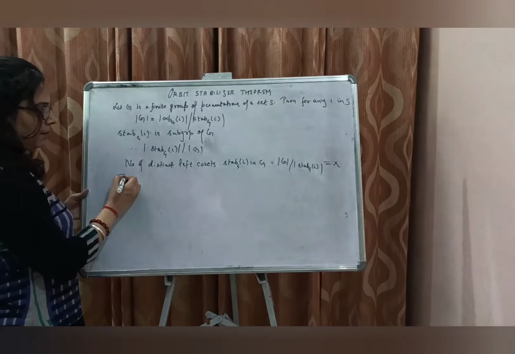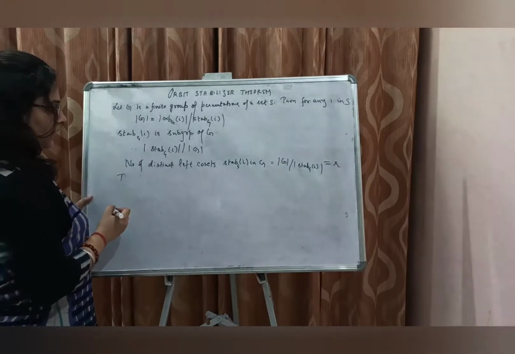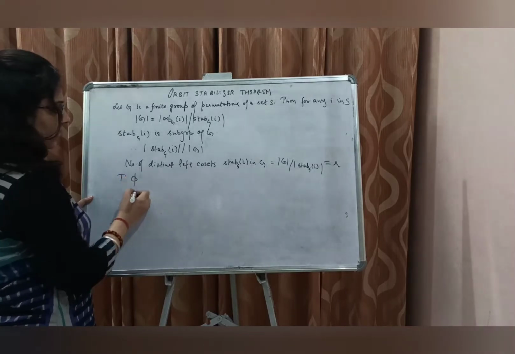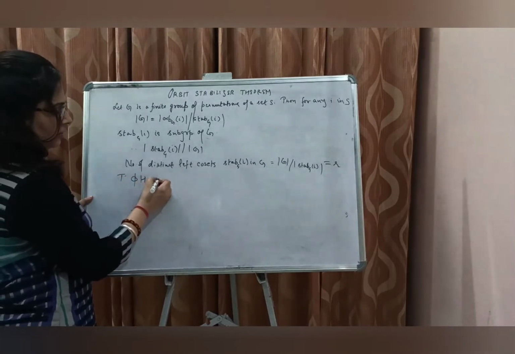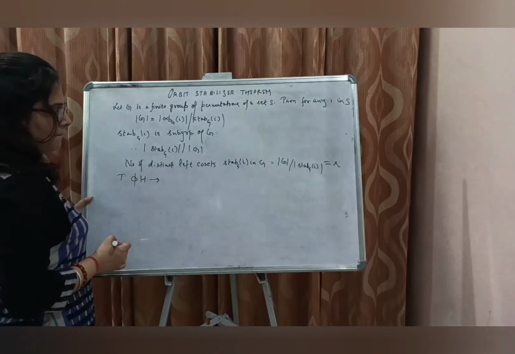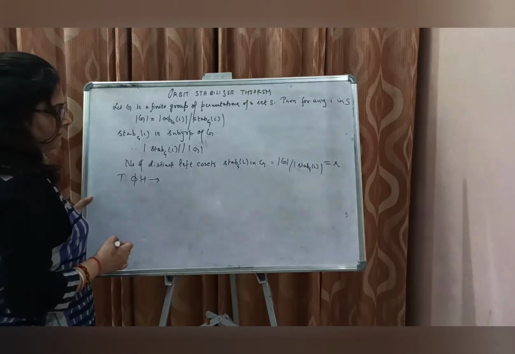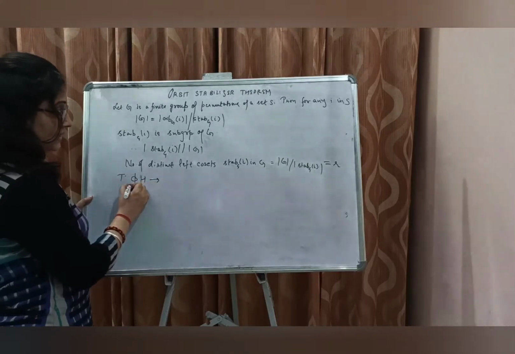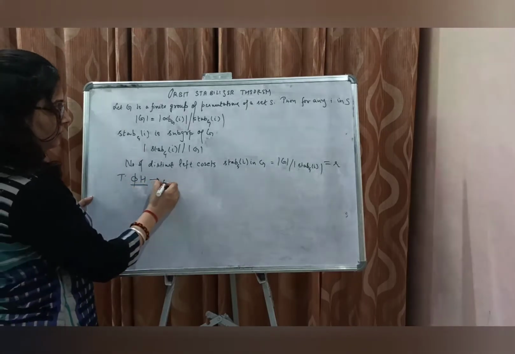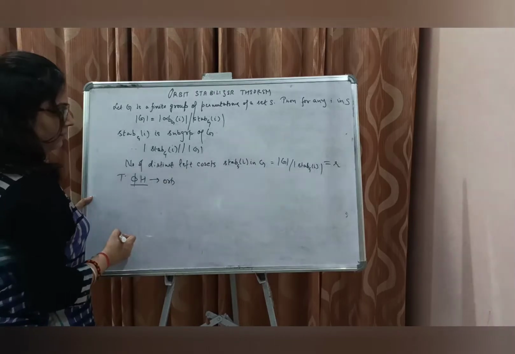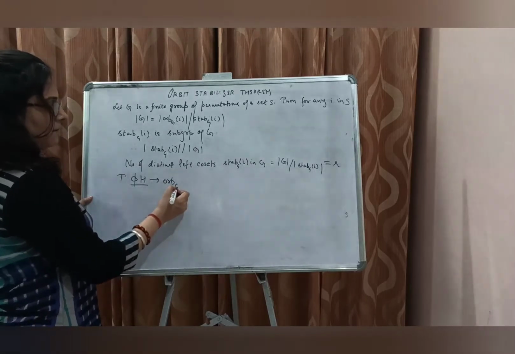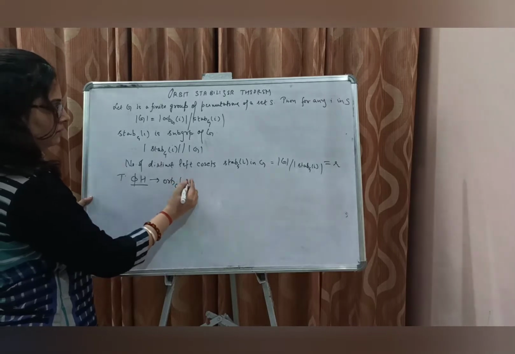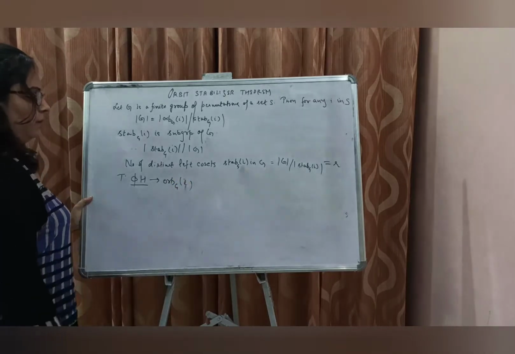Now we define a mapping T from the set of distinct left cosets of H in G to the orbit. Now let's fix I. Let's fix I for now.